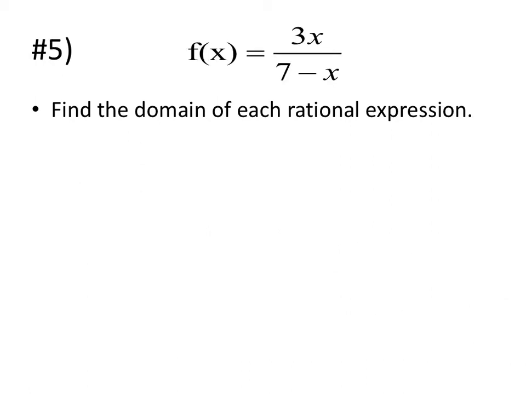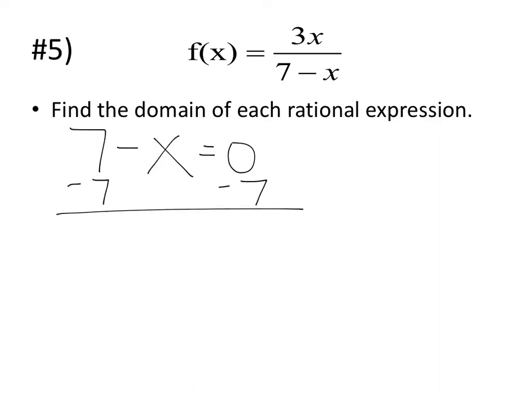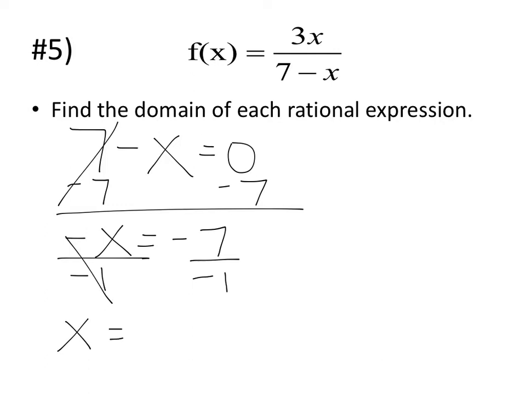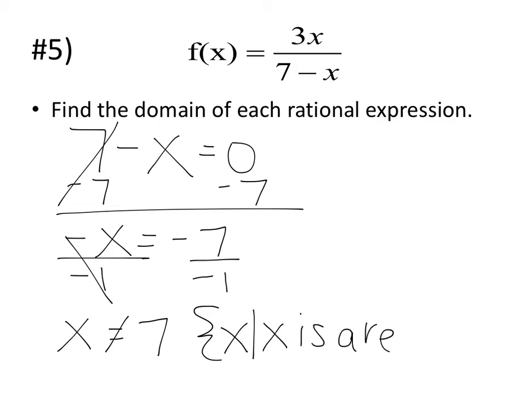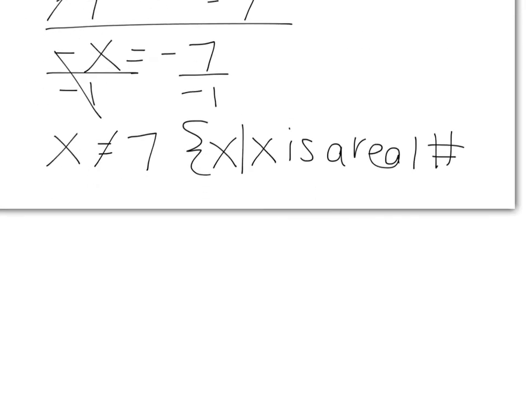Okay, so here again we have a variable in the denominator, so we set it equal to 0. 7 minus x equals 0. Subtract 7 from both sides, you get negative x equals negative 7. Divide both sides by negative 1, you get x equals 7. Or, really, x cannot equal 7. So again, you would say x is the set of numbers such that x is a real number and x cannot equal 7.